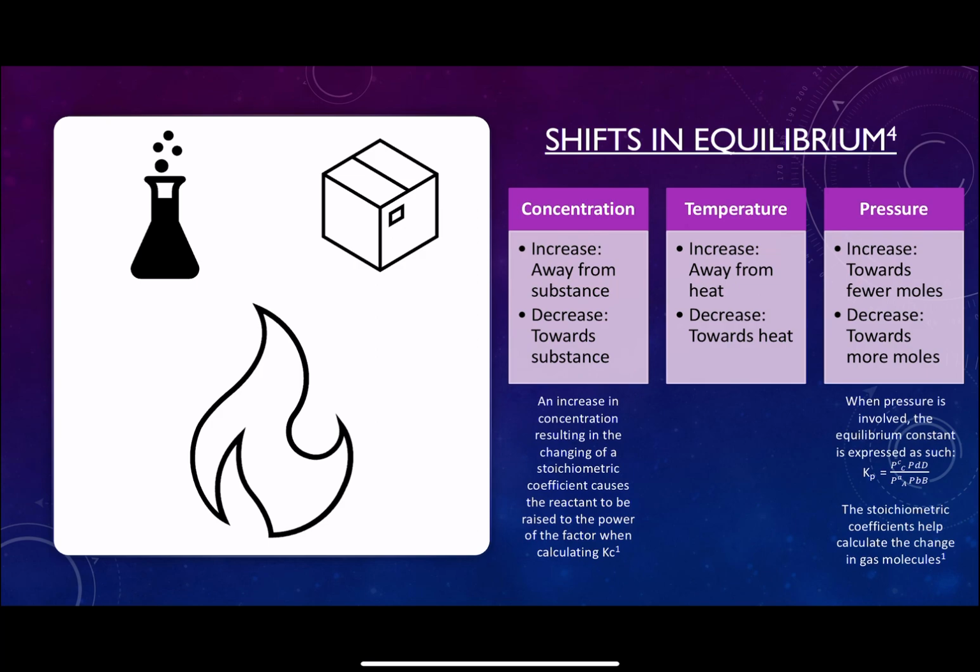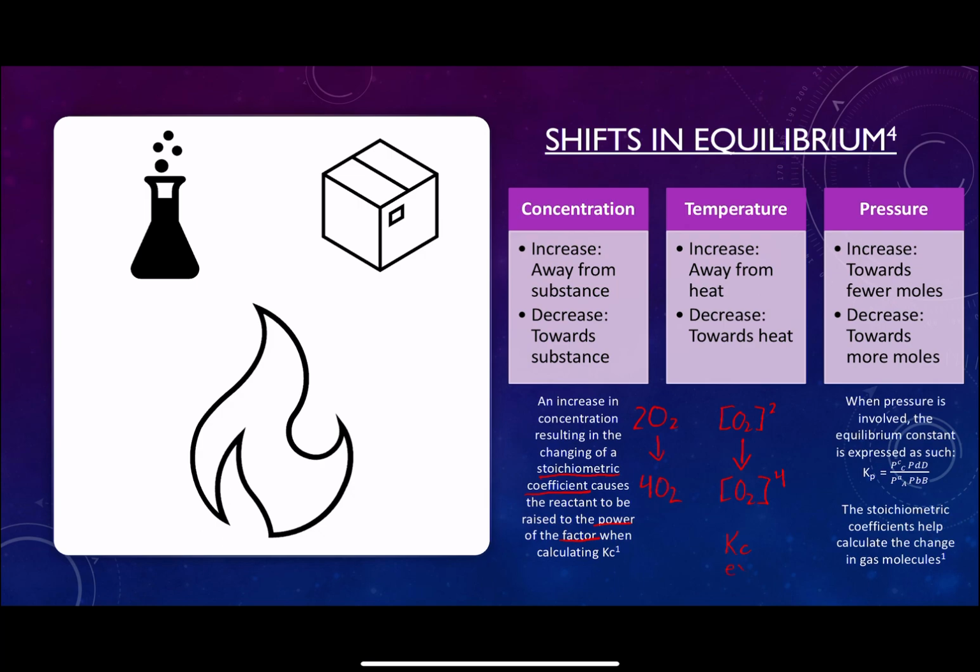And now, if a change in concentration results in a change of the stoichiometric coefficient, that causes the reactant to be raised to the power of the factor when calculating Kc, or the product to be raised to the factor. So this means if you are calculating Kc with 2 moles of oxygen, let's say, and in a following reaction it changes to 4 moles of oxygen, you will need to raise the concentration of oxygen from the power of 2 to the power of 4. That's really the only difference in concentration.